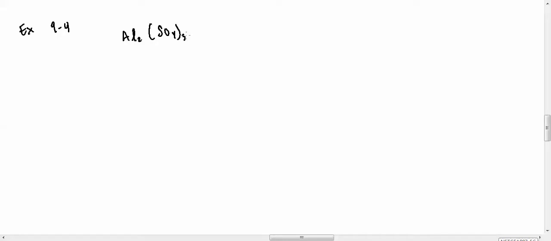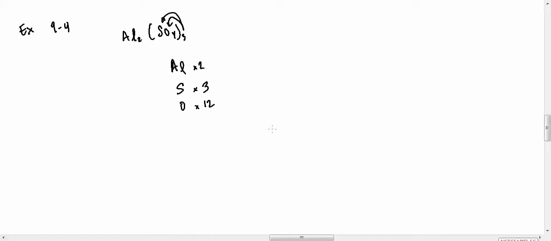So all you've got to do is just say, well, what kind of elements do I have here? I've got aluminum, and I've got sulfur, and I've got oxygen. And how many aluminums do I have? Well, I have 2. And I have 3 sulfurs and 12 oxygens. See, this 3 over here distributes to both this one and this one. So there's 3 sulfurs and 12, or 3 times 4 oxygens, which gives me 12.